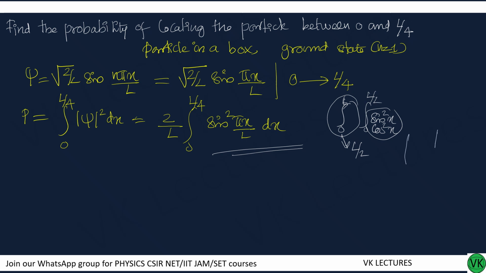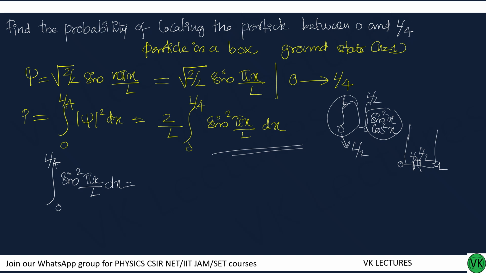Like that we have considered, but that is only for the full limit or half limit. If 0 to L is the full limit, we can use that standard equation, and for the half limit L by 2 also we can use it. But this is from 0 to L by 4. We cannot use that standard equation here. We need to solve it directly: the integral from 0 to L by 4 of sine square pi x by L dx.